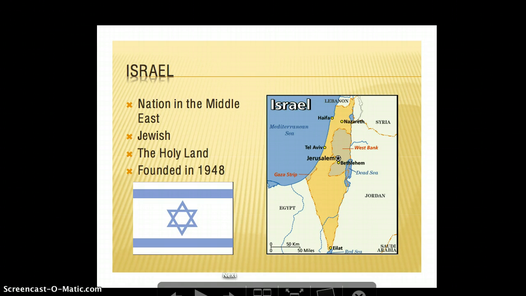All right, first place you need to understand on your map is the state of Israel. It is a nation in the Middle East. It's the only Jewish nation on earth. Jews make up less than 1% of the world's population, and so they're minorities in every other country on earth, but they're a majority here in Israel, and it was actually founded by Jewish people in 1948.